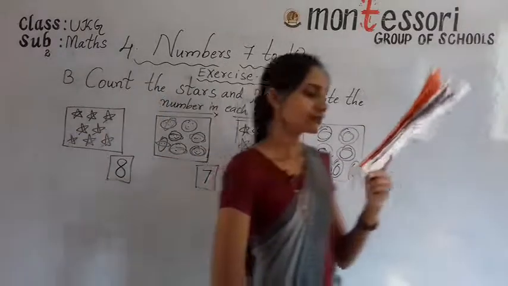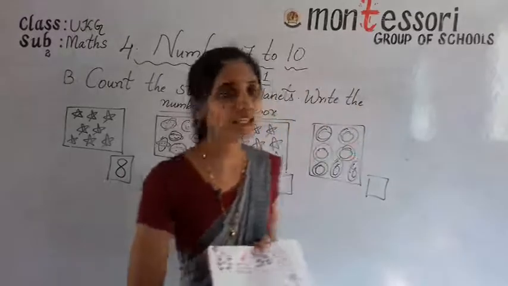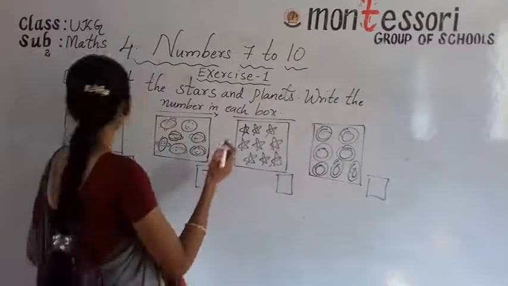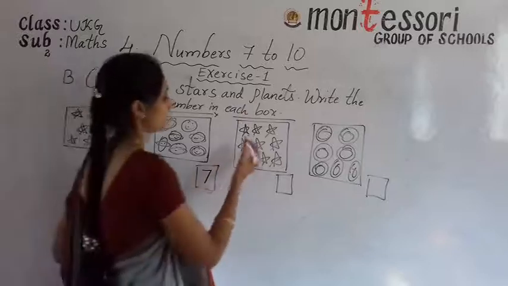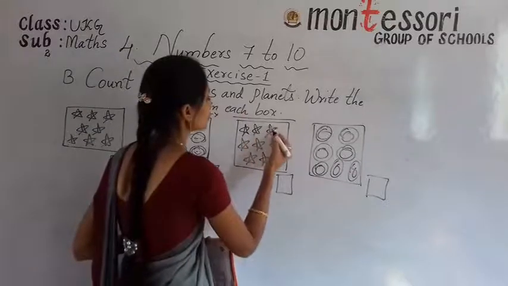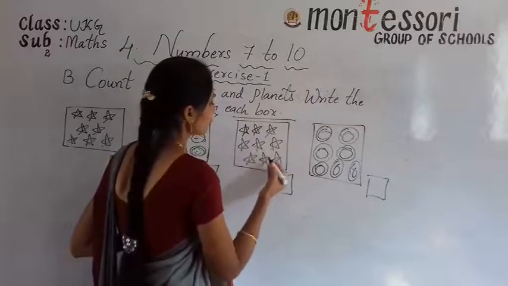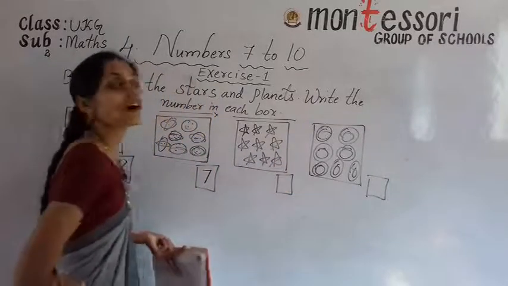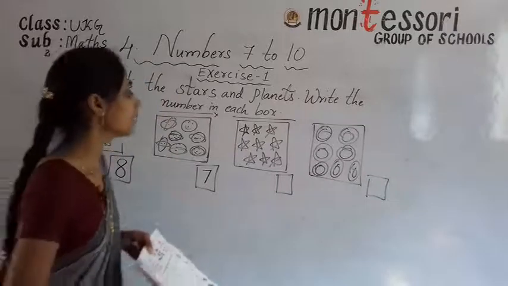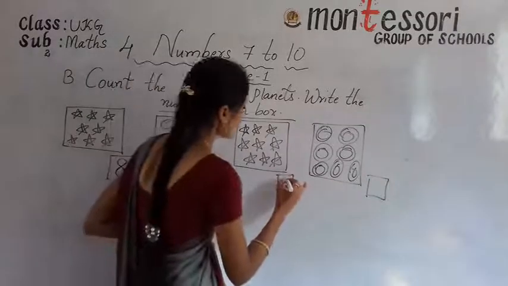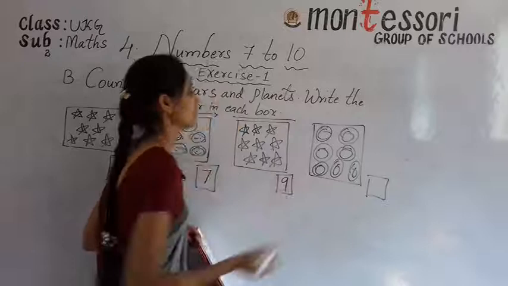Next, in the third box, how many stars are there? Shall we count the stars? 1, 2, 3, 4, 5, 6, 7, 8, 9. How many stars are there? 9 stars. So, write the number 9.